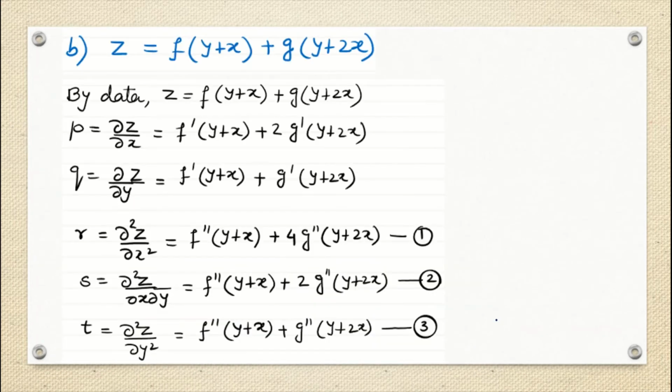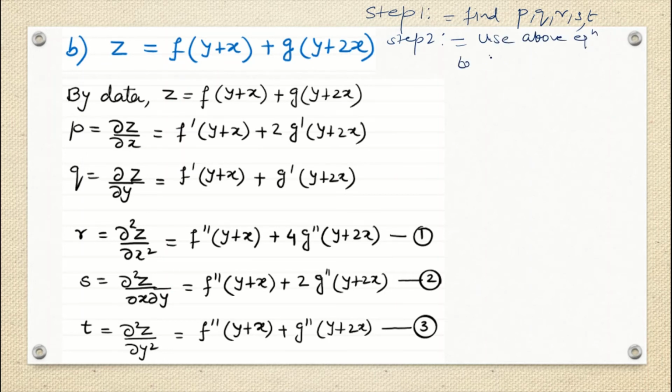Okay. Now, this is the second question, where z equals f of y plus x plus another function, g of y plus 2x. Again I have to follow two steps, right? Step number 1 is what? I have to find p, q, r, s, t. And step number 2 will be what? I just have to use the above equations to build the PDE.